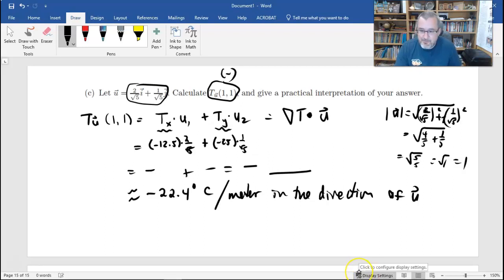that vector u. So what we could say, I wrote it down over here, is the temperature is decreasing at a rate of 22.4 degrees Celsius per meter if we move in the direction of unit vector u at the point (1, 1). Get it all in there. At the point (1, 1), in the direction of u, the rate of change is negative 22.4. The temperature is decreasing by 22.4 degrees Celsius per meter.